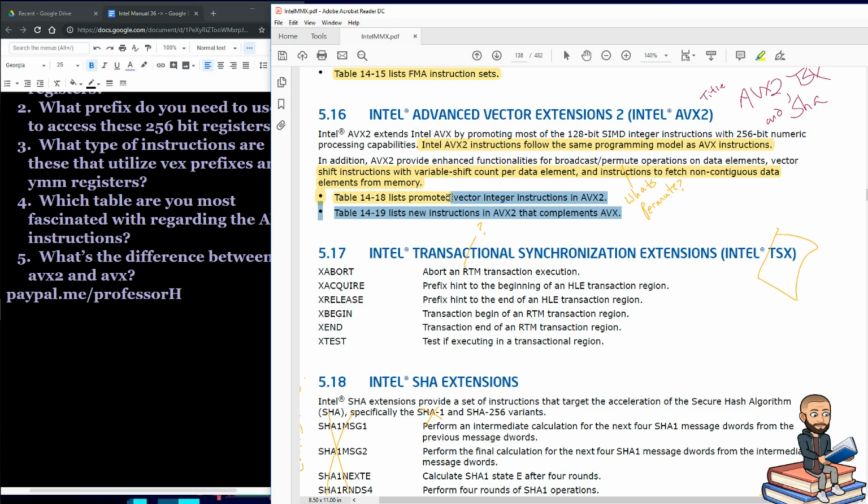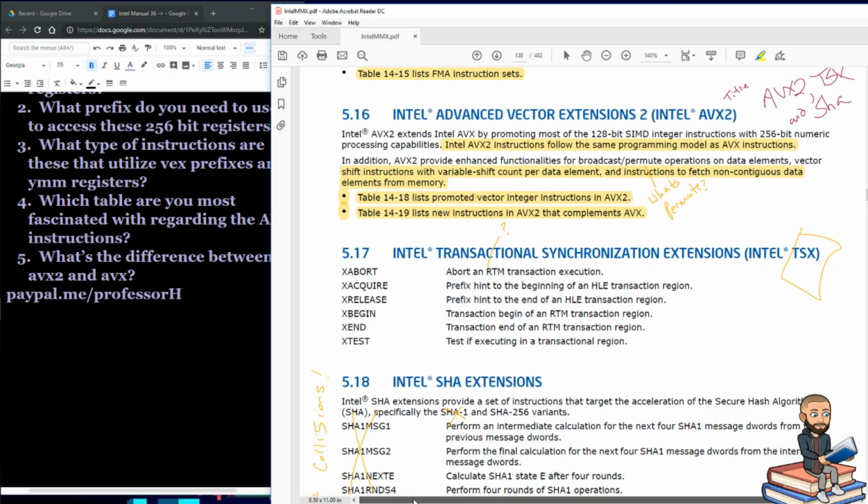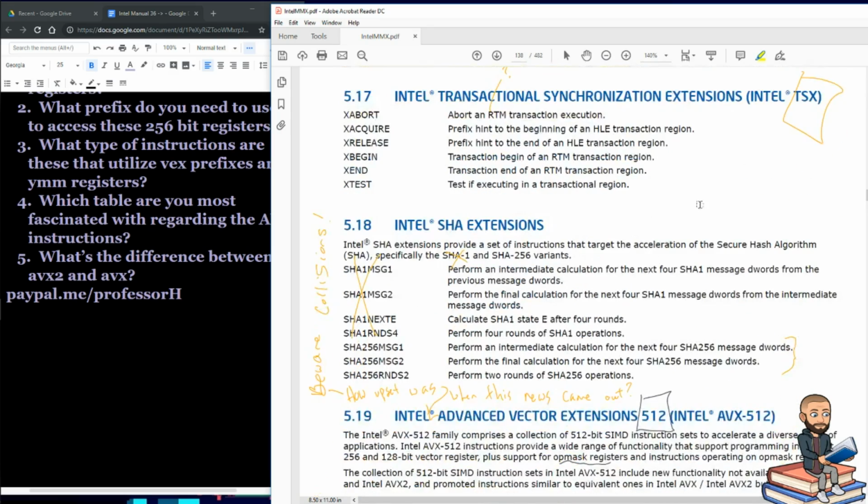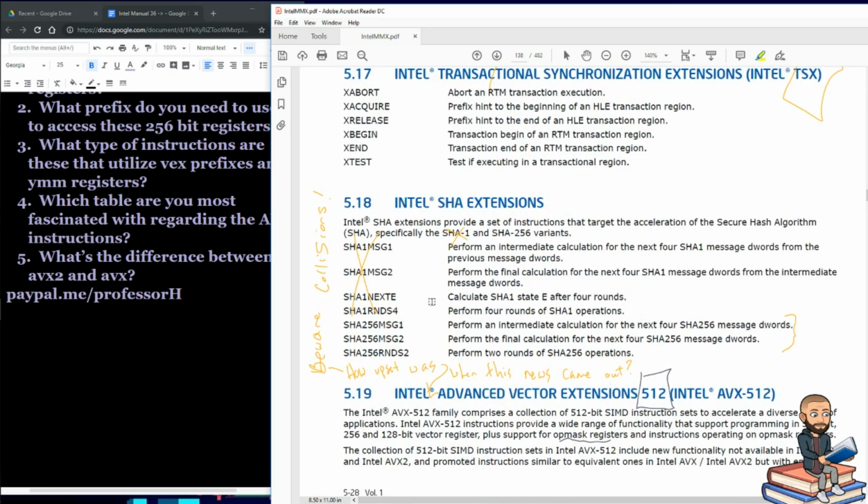Table 14.18 will give us more details about AVX2, same with table 14.19. But next time I do a video, I'll go ahead and talk about TSX and then SHA extensions, which is interesting.